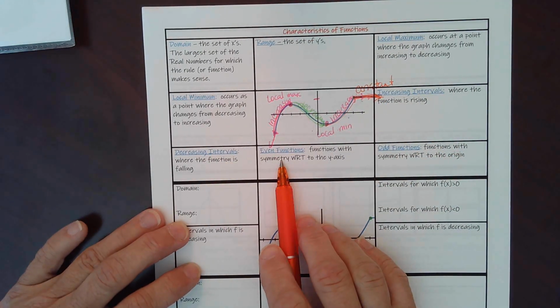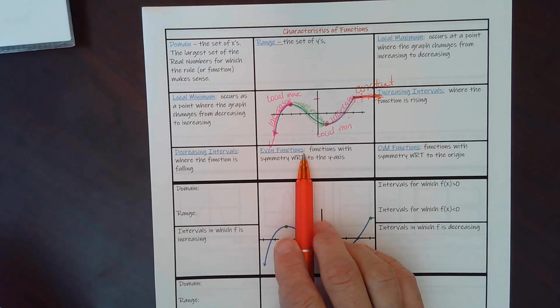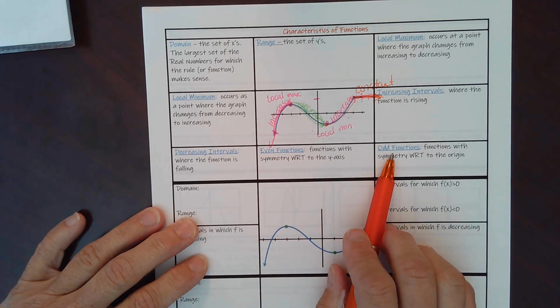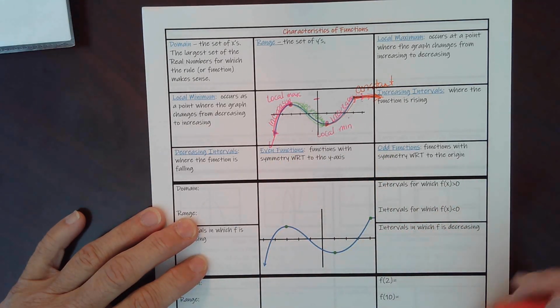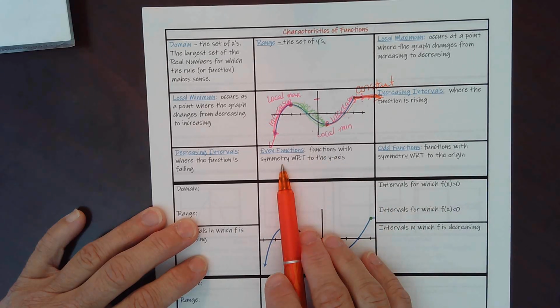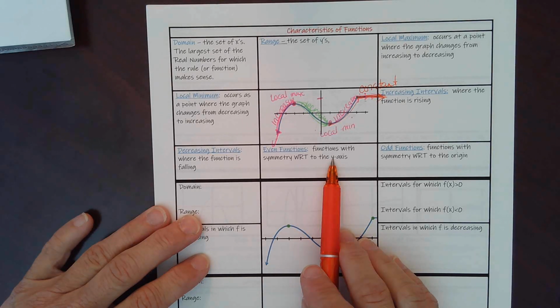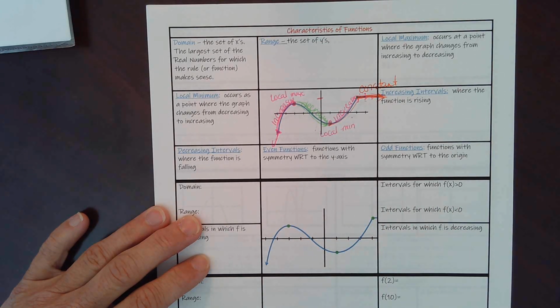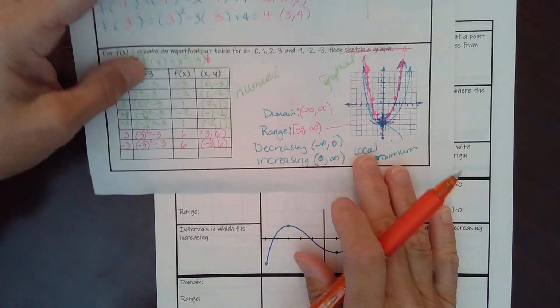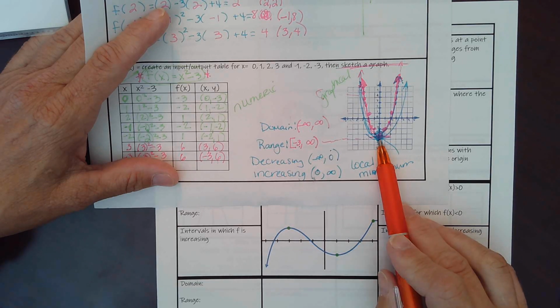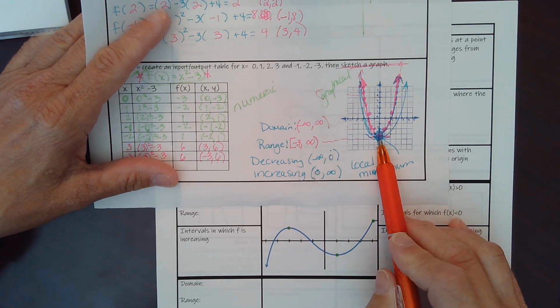So the other thing we're going to talk about is what makes a function be considered an even function. Well, even functions and odd functions have to do with symmetry. Functions that have symmetry with respect to the y-axis are going to be even functions, kind of like, and I'm going to pull this in, this particular function that we worked with earlier, in the previous example.